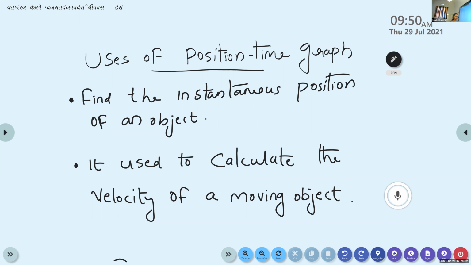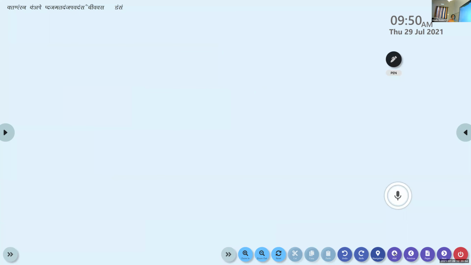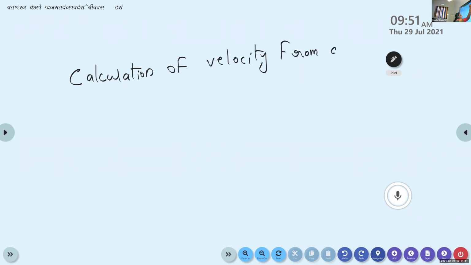So now let us see how we can calculate the velocity of a moving object from the position time graph. So write the next subheading: Calculation of velocity from a position time graph, or from the XT graph.